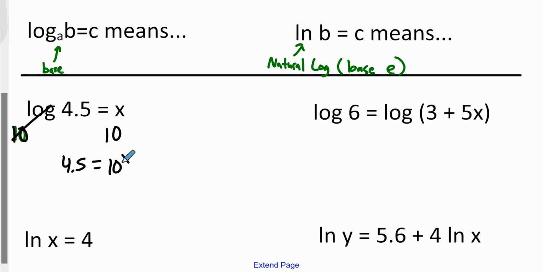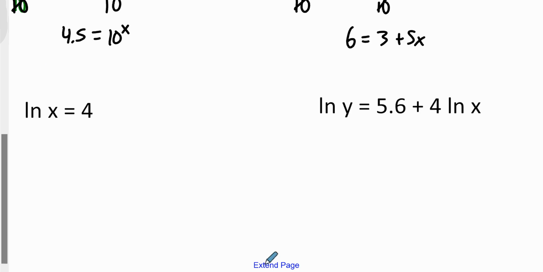Now if I have logarithms on both sides, same deal, it's just going to be base 10. But I need to take this and say 10 on both sides cancels out here. It also cancels out here, and all that's left is 6 equals 3 plus 5x. And then you can solve it for x. Now with natural logs, it's base e.